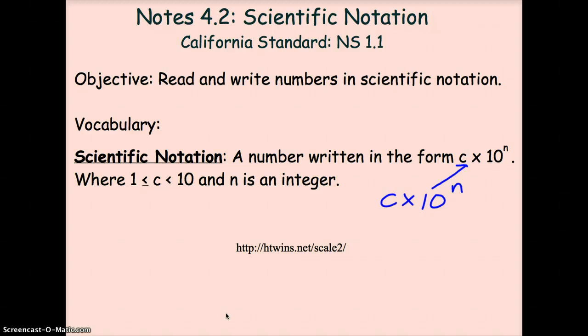Our only vocab word is scientific notation itself, which is a number written in the form C times 10 to the n, where 1 is less than or equal to C, C is less than 10, and n is an integer. So what that means is you're choosing a number between 1 and 9 to represent your C, and n is going to be an integer, so it won't be a fraction or a decimal. It'll either be a whole number or its opposite.